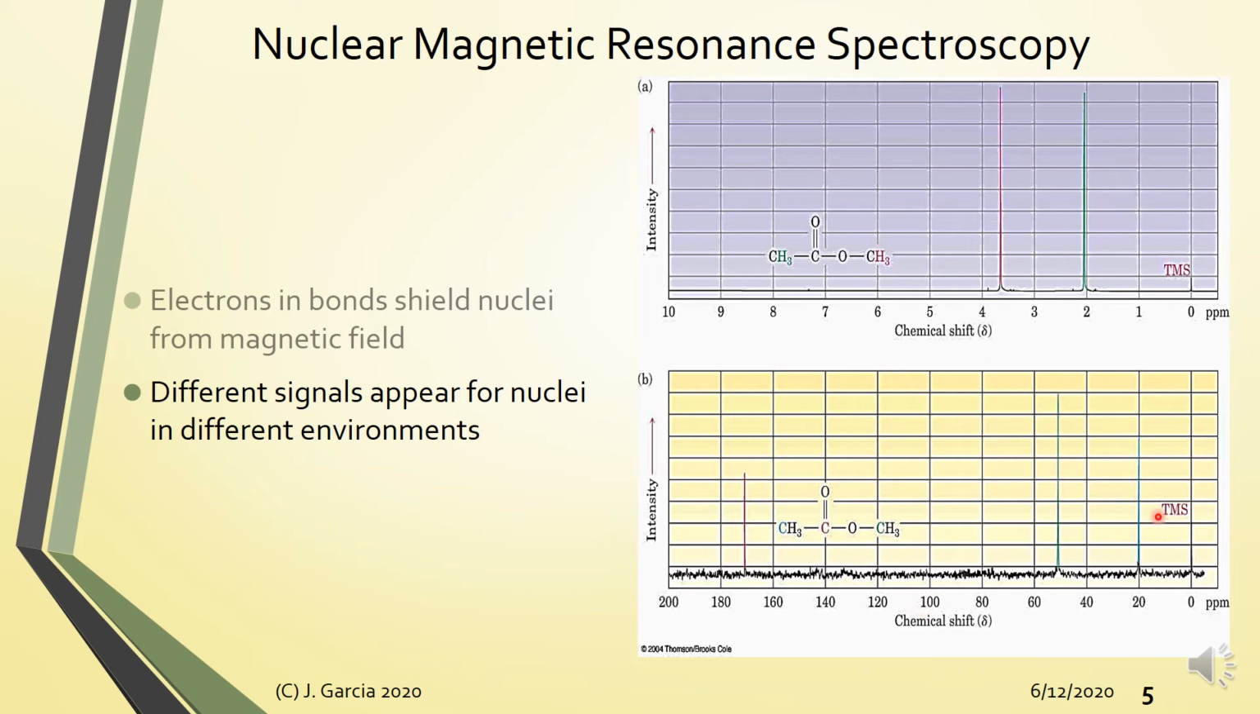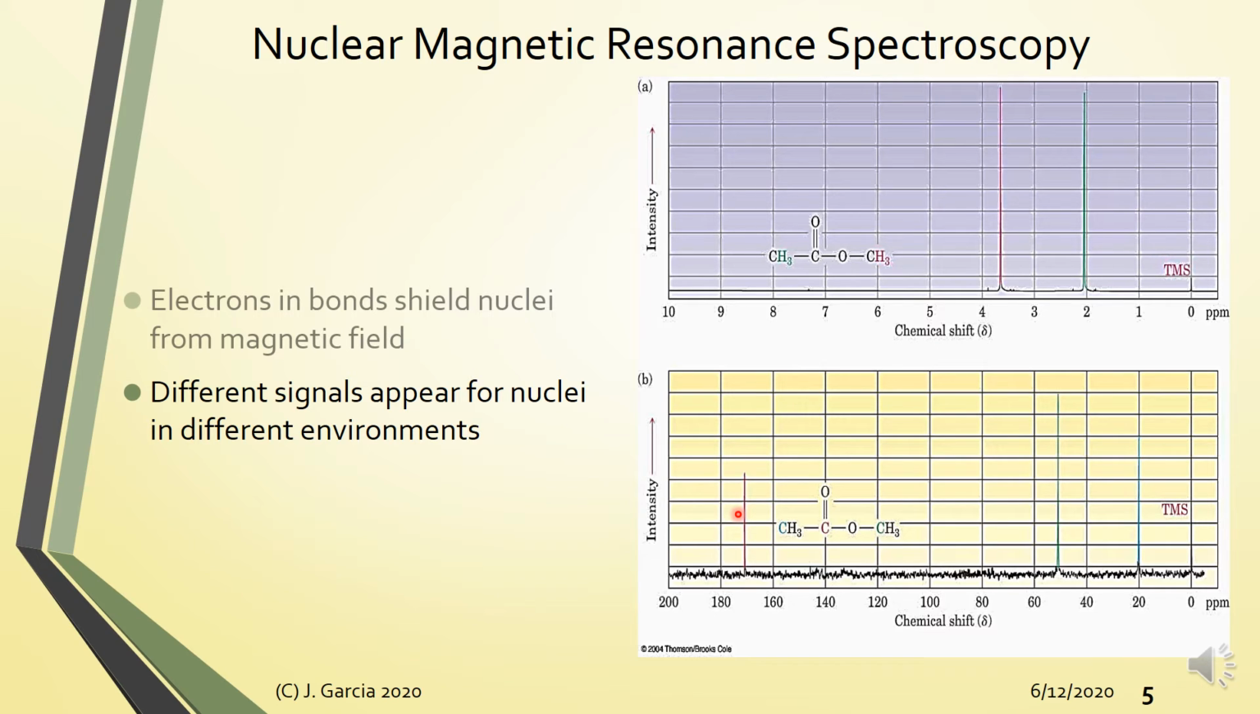Kung makikita natin dito, sorry for the color mix up. This carbon here, the one attached to your carbonyl, is this one, at around 20 ppm. This carbon here is around, say, 50, mga 50-55 ppm. And the carbonyl carbon is much downfield, down to around 170 ppm.